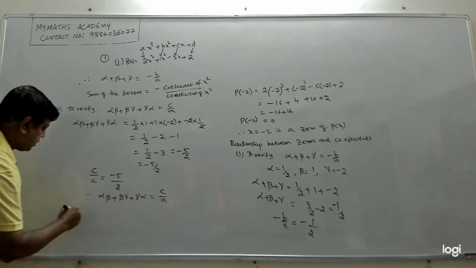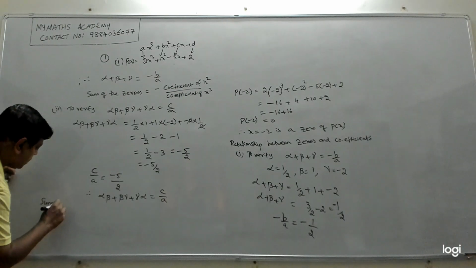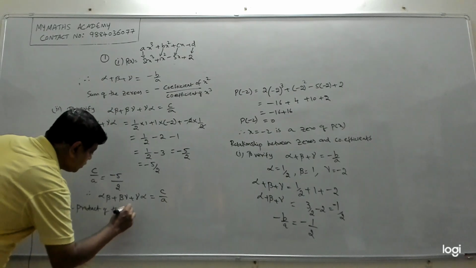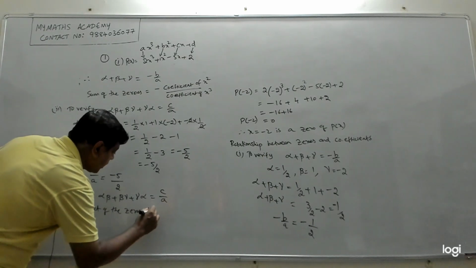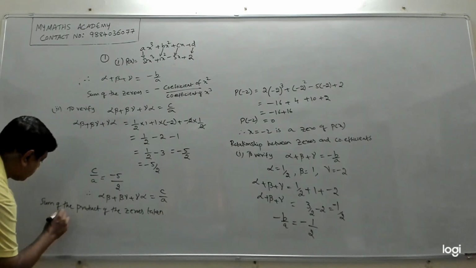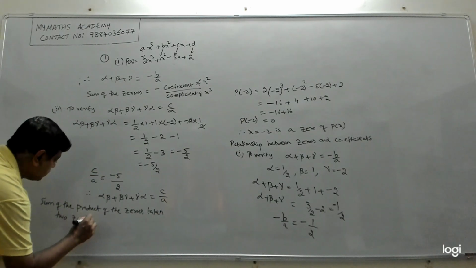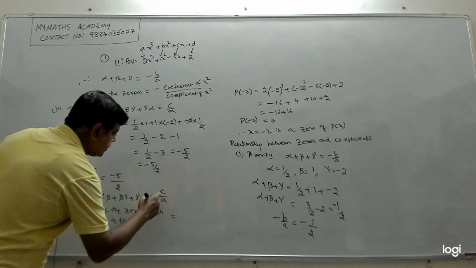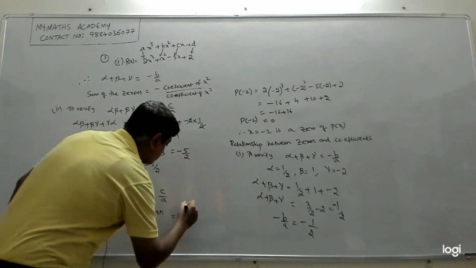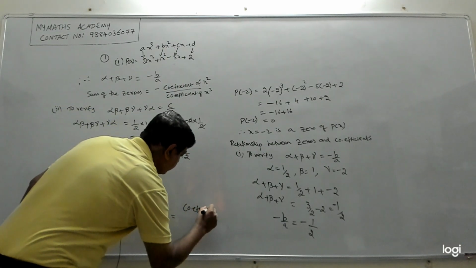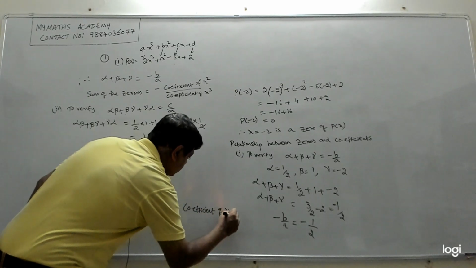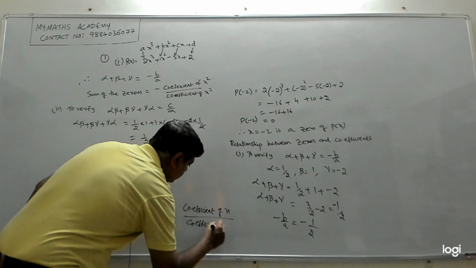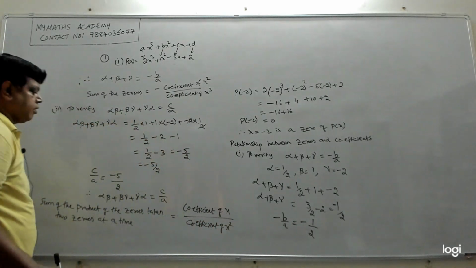And what is the meaning of this? This is called the sum of the products of the zeros taken two zeros at a time. And that is equal to c, where c is the coefficient of x, divided by a, the coefficient of x cube. Fine.